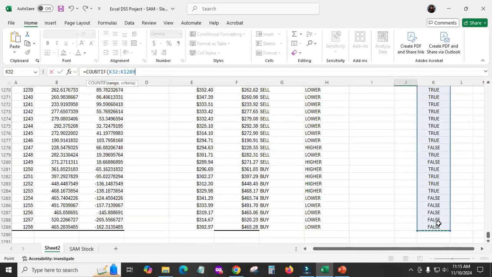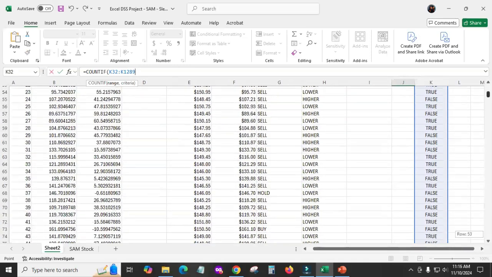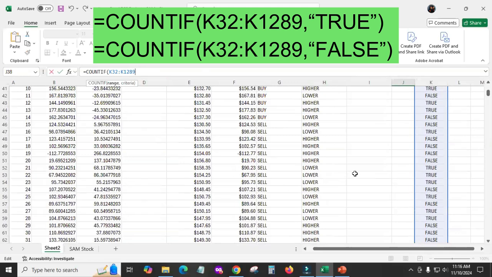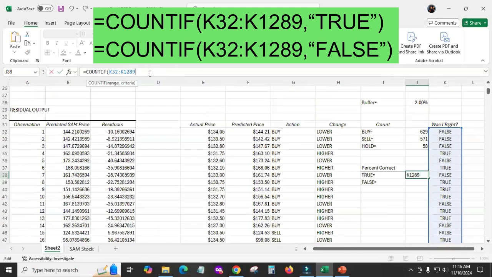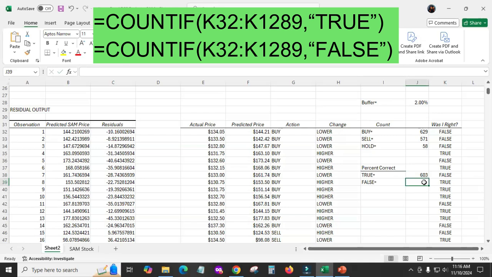Okay, we're almost there. That's the range. COUNTIF(K32:K1289, "TRUE"). And that should give us a number. I have 603 trues. And then I have to do the same here. I'll just build it out.